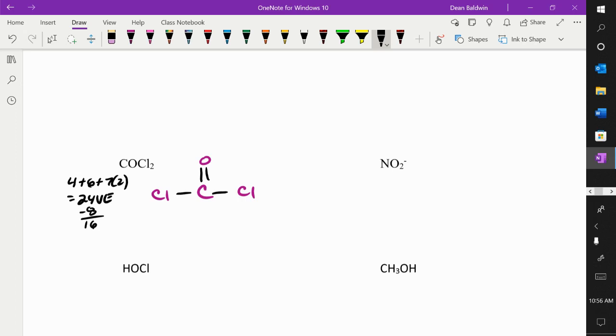How many do I have to put on oxygen? 4, right? Because it already has 2 bonds, which means it has 4 electrons. It wants 8, so I just put 4 on oxygen. There's 4. Now I've got 12 left, so I distribute those between the chlorines. Then you're done.